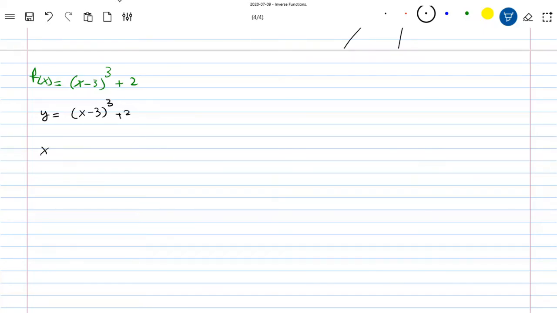Interchange x's and y's, so x equals (y minus 3) cubed plus 2. What do we do? We solve for y, so I subtract 2. Let me do this step by step. x minus 2 would be (y minus 3) cubed. How do I get rid of the cube? You take a cube root from both sides. Cube root of x minus 2 equals cube root of (y minus 3) cubed.